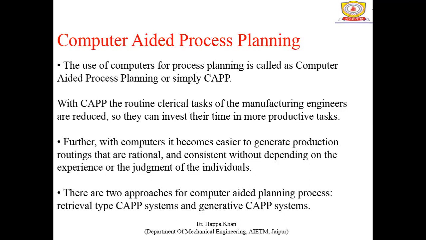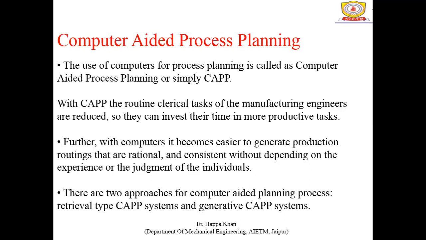Suppose your manufacturing engineer leaves the company. In that case, you have to recruit a new employee, and if you do not have sufficient experience, then you cannot write the proper process plan for the particular parts. But if you have CAPP software for generating the process plan, you just have to enter the details, and the computer will give the proper process plan for the particular part.